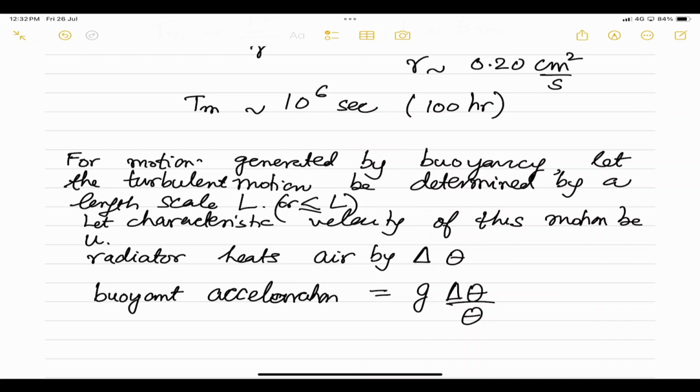If we non-dimensionalize everything by theta 0, then we get g delta theta by theta, which is related to the Grashof number. Looking at the dimensions, we have the dimension of acceleration. So g delta theta by theta is the order of the acceleration of the fluid, where delta theta is the change in temperature. And that is where the radiator's capacity comes into the picture. If it is a stronger radiator, with more wattage, delta theta will be more, because theta is the base temperature of the room.